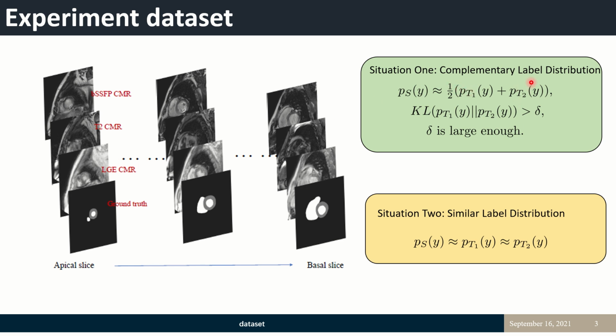The first one is that the target neighbors are complementary with regard to the source domain. It means that their mixing neighbors are similar to that of the source one, while the target neighbors themselves are significantly different. For this situation, we select the slices of the LGE images close to the basal point, and the slices of T2 images close to the apical slice. The second situation is that the neighbors are similar for all domains.